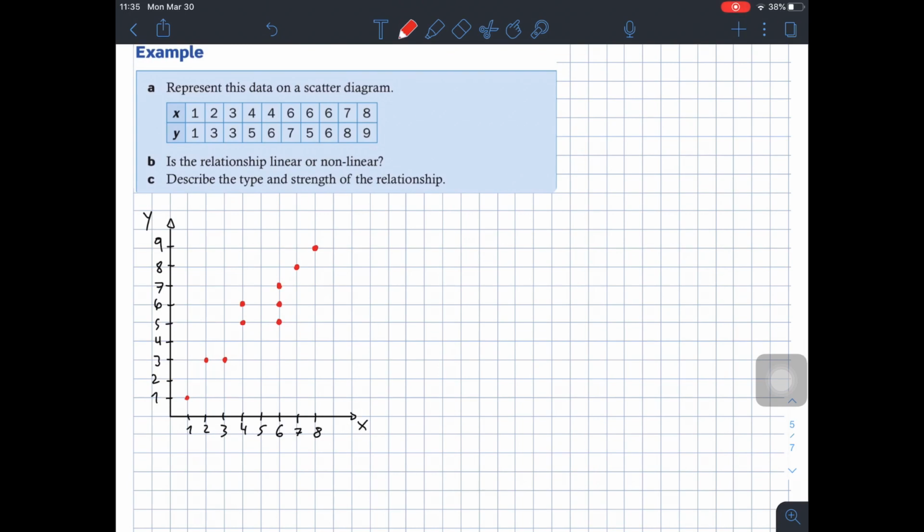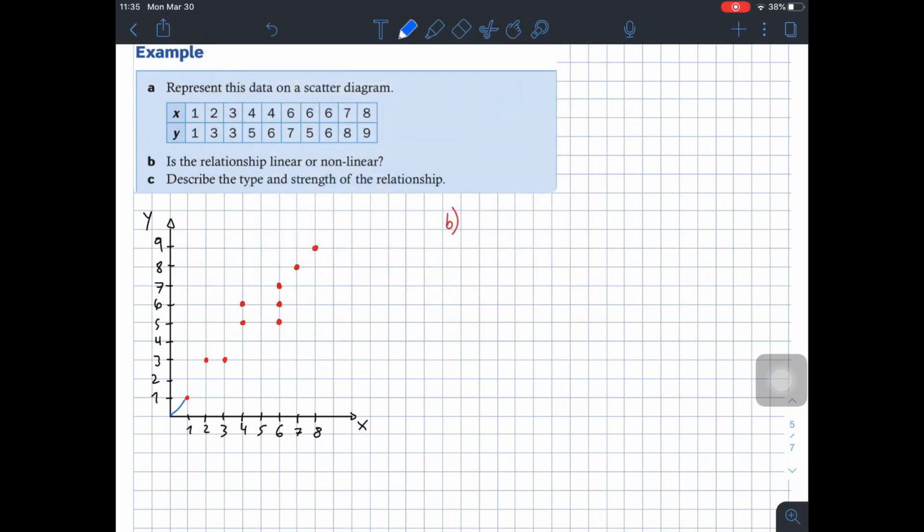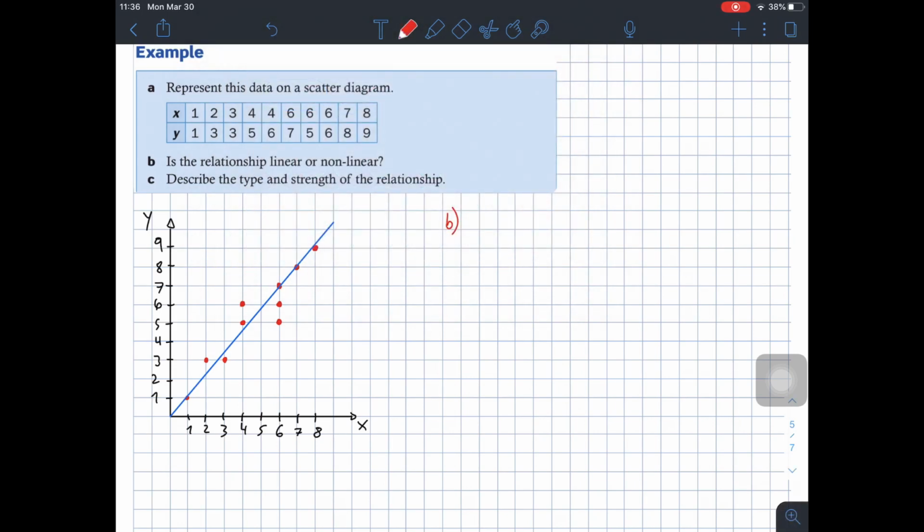And then it says for part B, is the relationship linear or non-linear? What do you think by observing this graph? I see that we can draw a line that kind of models this behavior. A line that would be something like this, okay? So we could say that, yes, this is a linear relationship. It is linear.